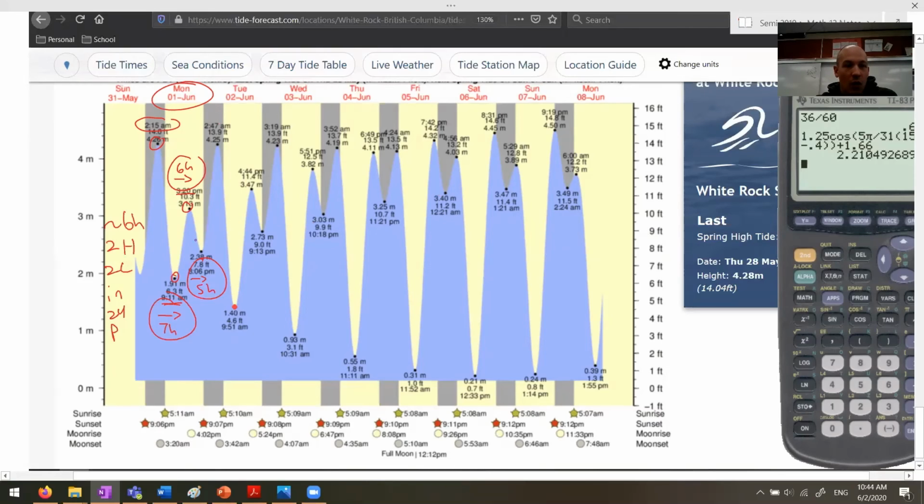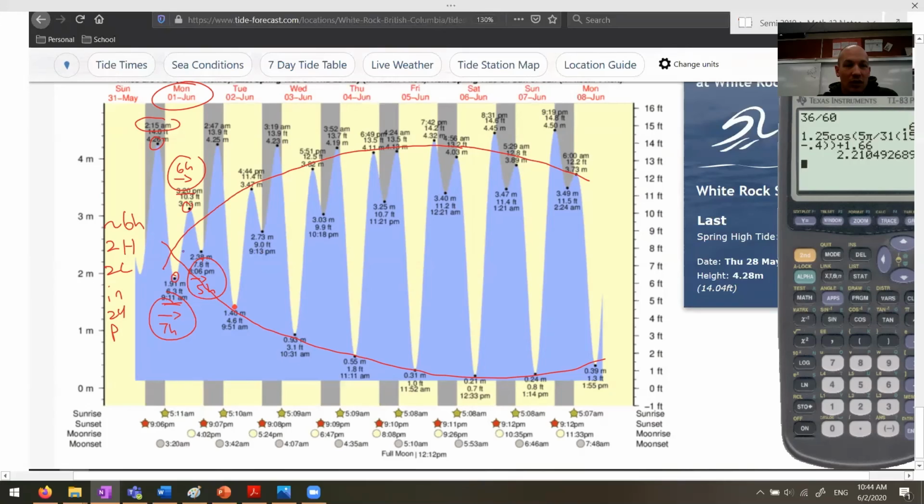Now, if you want to know why the tides change in this way, where there's a general trend of the high tides getting higher and higher, and the low tides getting lower and lower, this all has to do with the fact that in 28 days, the moon is making its full revolution around the Earth.